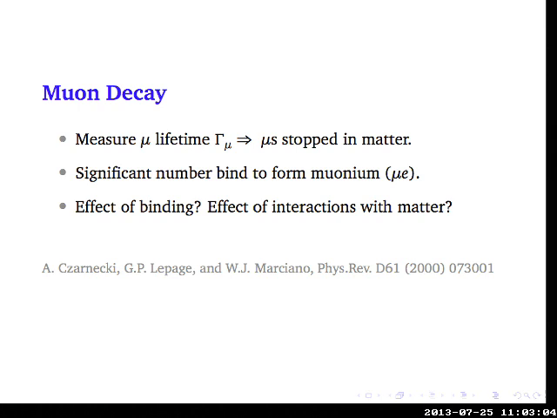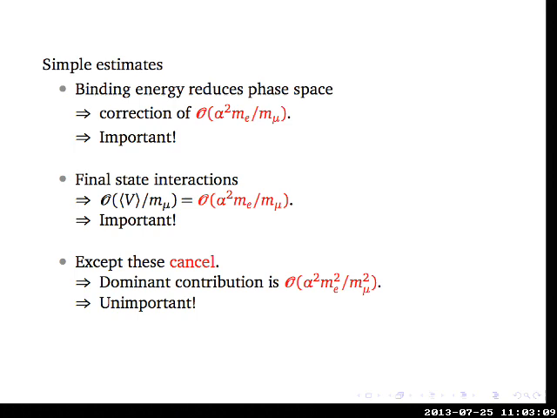Back in 2000, people were making estimates of this and coming up with distressingly large corrections. You can think of some of the effects. Suppose it made a bound state. The muon now is not on mass shell. It's at an energy that is suppressed by alpha squared m_e, the binding energy of the muon-electron state. The muon decays to a couple of neutrinos and an electron. If its energy is a little bit low, that will cut off the phase space that the final state can decay to. The typical energies of the final particles are of order the mass of the muon, and the suppression in phase space is of order alpha squared m_e. So you would come up with an estimate like this.